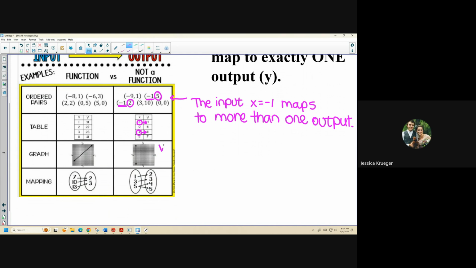For graphs, you can use the vertical line test. And you are more than welcome to say that this graph is not a function because it fails the vertical line test. This graph is a function because it passes the vertical line test. If you were to draw a vertical line through this graph, it would only hit it at one place. If you drew a different vertical line, it only touches the function once.